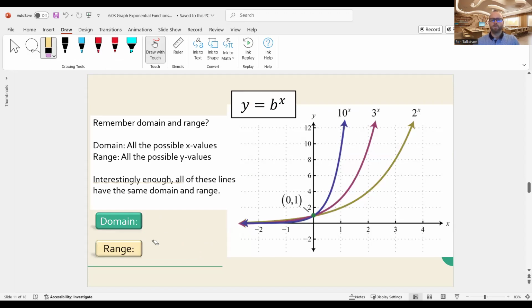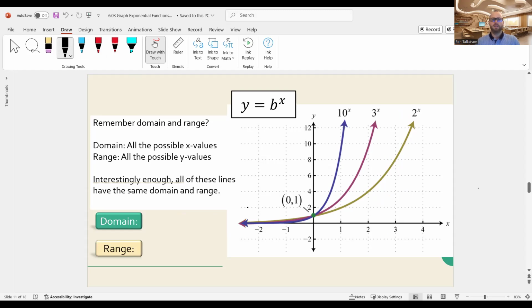Okay? Now, let's talk domain and range. Remember domain and range? I'm sure domain, we've looked at that a lot this year. Range, not so much, but we will today. Domain is all the possible x values. Range is then all the possible y values. And interestingly enough, all of these lines have the same domain and range. Do you know what they are? Hmm. Write them down. Take your best shot. Let's see how you did.